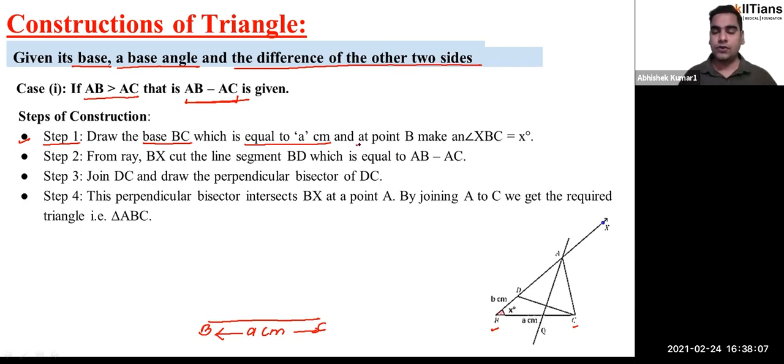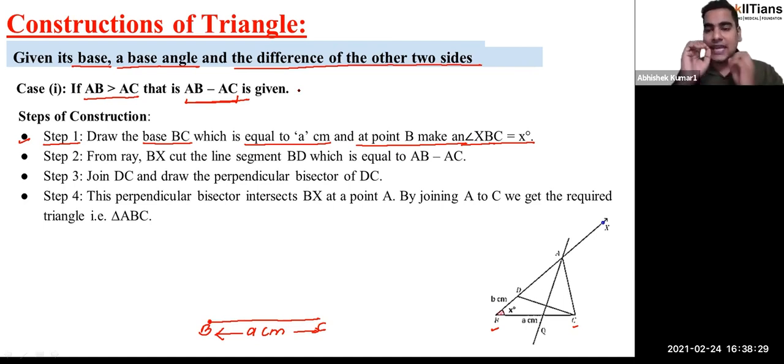Okay. So, at point B, make an angle equal to angle XBC, which is equal to x degrees. That means you have to assume B as a center, and assuming B as a center, you have to make an angle equal to x degrees.